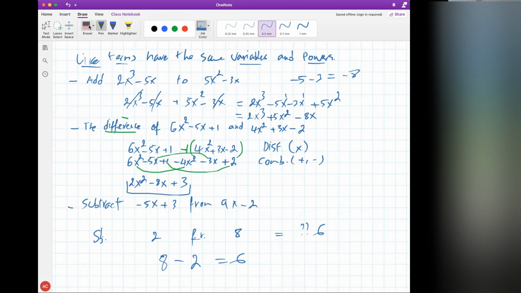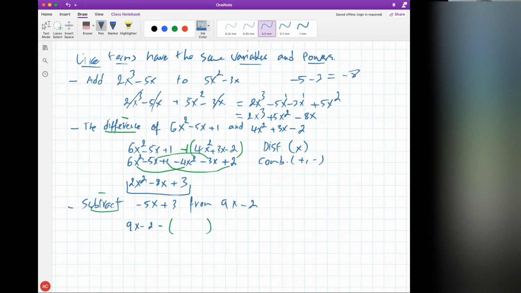Okay, so now let's apply this to polynomials. Which polynomial do we write first here when we do this subtraction? Which polynomial goes first? It's going to be 9x minus 2, minus the parentheses of negative 5x plus 3. So subtract, we're going to put a minus and parentheses. So subtract this from this. Again, this has to go first.